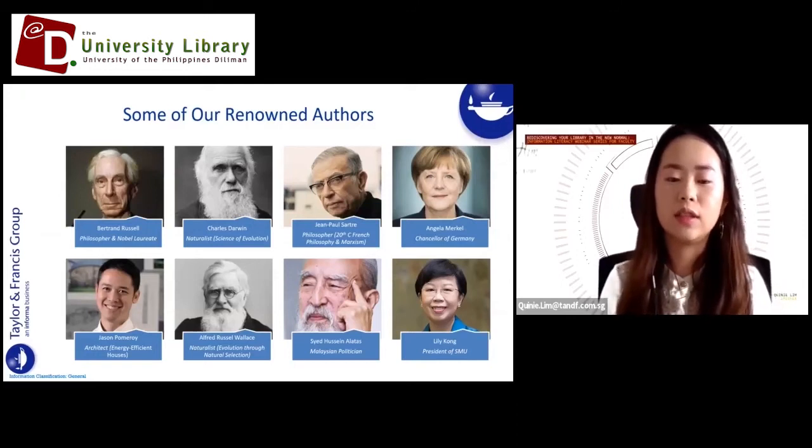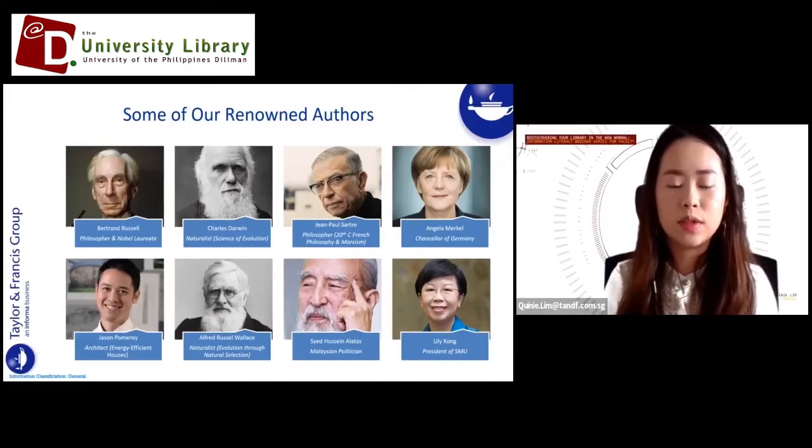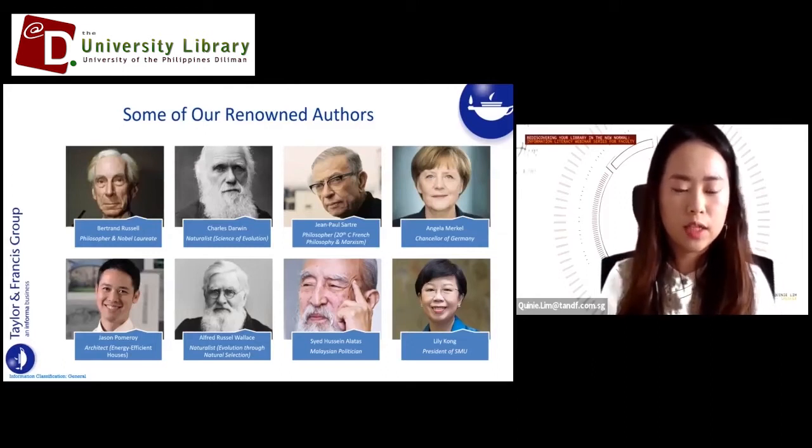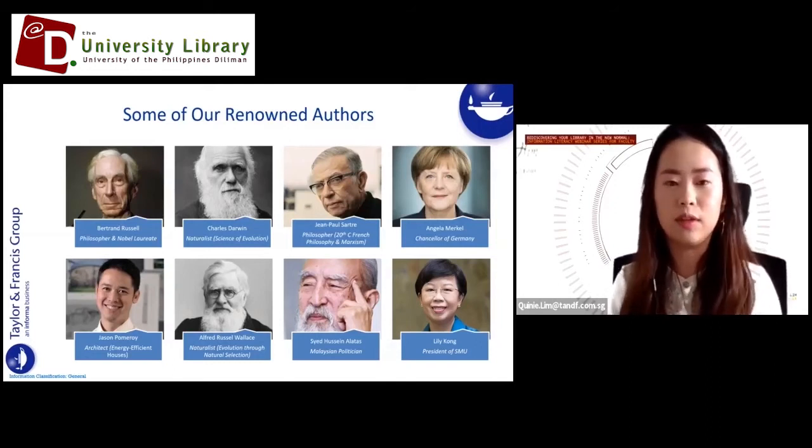Angela Merkel, the Chancellor of Germany. Syed Hussein Alatas, who was a Malaysian sociologist and founder of Social Science and Organizations. He's also a politician and was the Vice Chancellor of University of Malaya. Jason Pomeroy, he's an architect of energy efficient buildings. Pomeroy Studios also designed the Gramercy Sky Park in Makati City, which was completed in 2013.